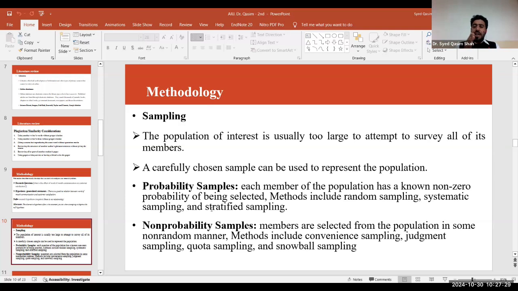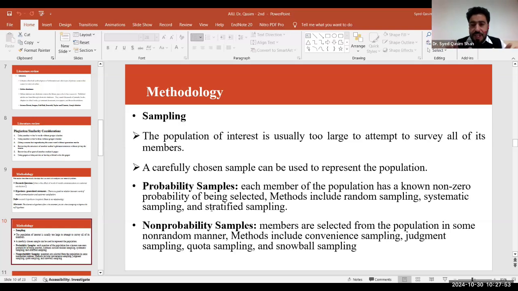Systematic means I divide into certain subgroups. Let's say the male students, female students, right? Or something. And then from the male students, every 10th student I will select. I have a list of the students, so I come up with a first, and then the 10th student, then the 20th student. So every 10th or ith student I'm going to select.